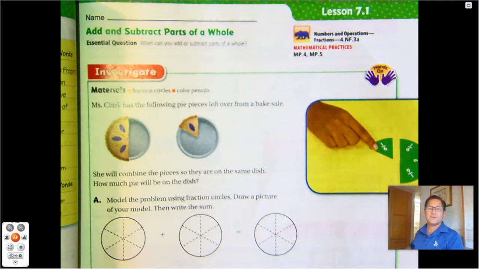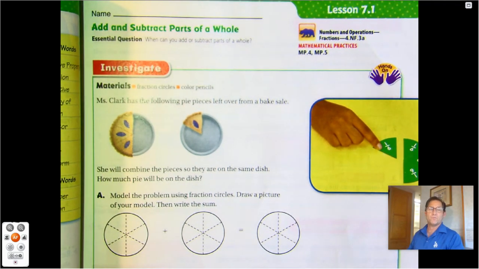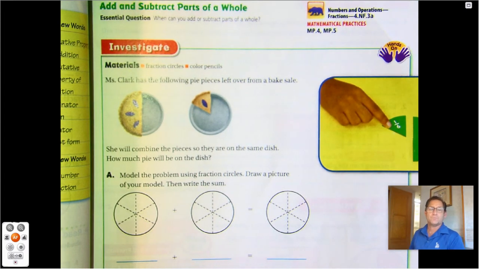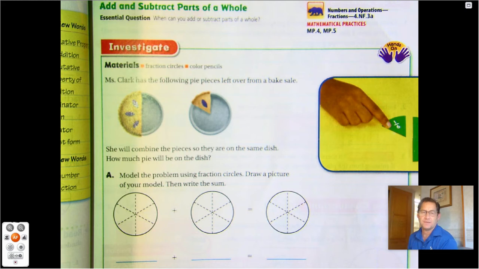Okay, everybody, let's go ahead and get started with Chapter 7, Lesson 7.1, Adding and Subtracting Parts of a Whole. So when can you add and subtract parts of a whole? We're going to use fraction circles in this lesson, and color pencils, markers, something just to indicate and to color in the fraction circles.